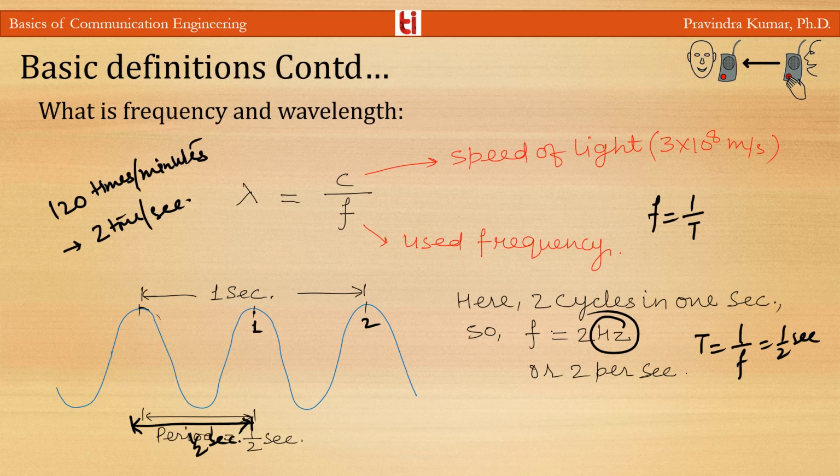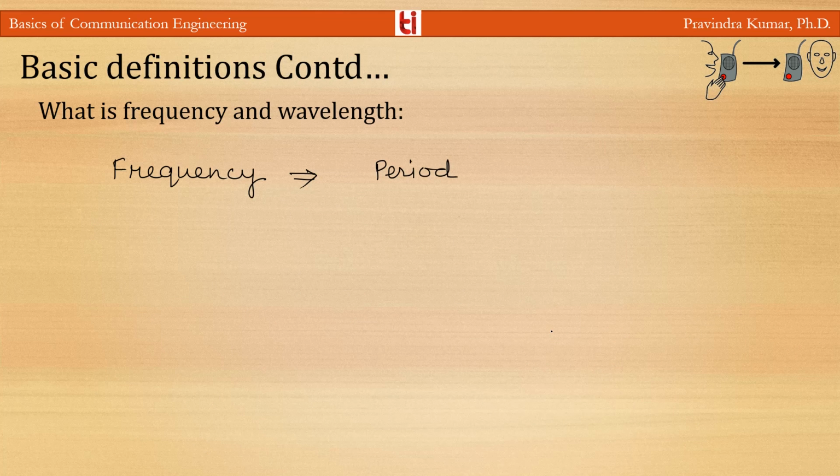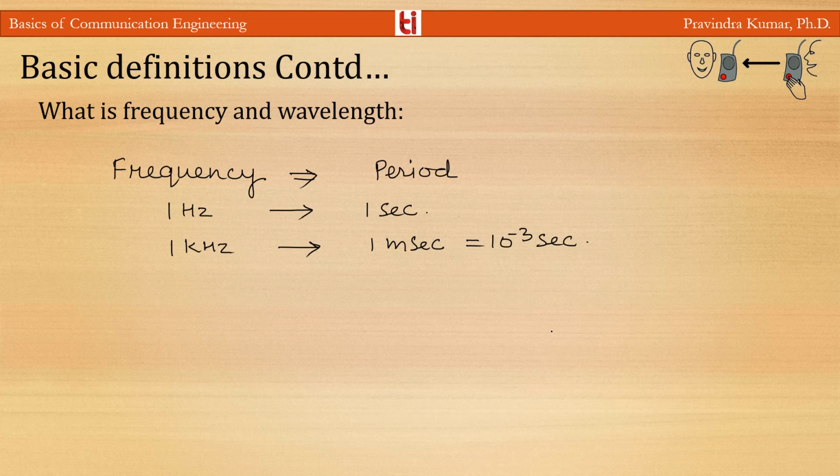Here, the relation between frequency and time: 1 hertz is basically 1 second, meaning one cycle is completed in 1 second. So the frequency is 1 hertz and the period is 1 second. 1 kilohertz means the period is 10 to the power minus 3 seconds, or you can say 1000 cycles per second are completed. The inverse of 1000 is 10 to the power minus 3 seconds.